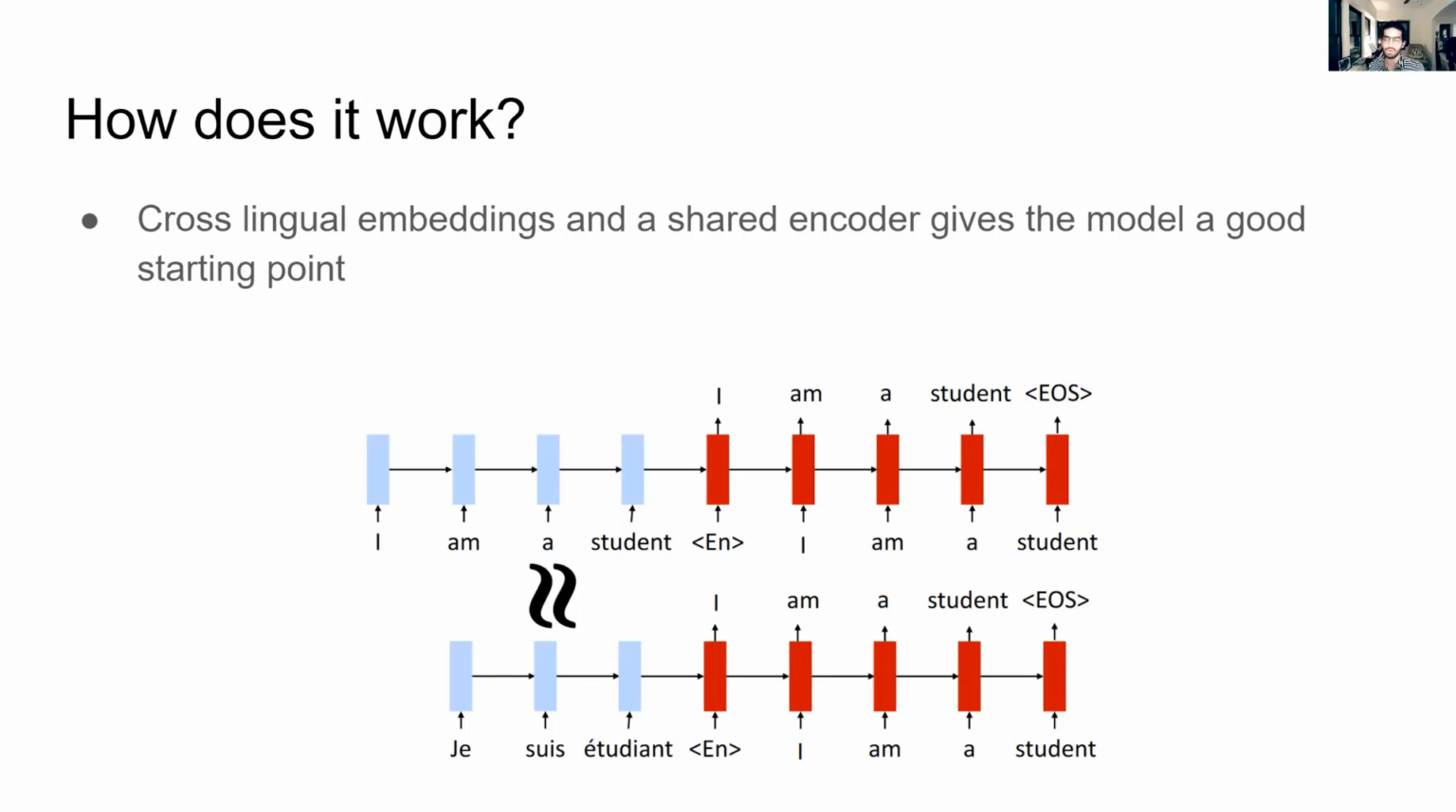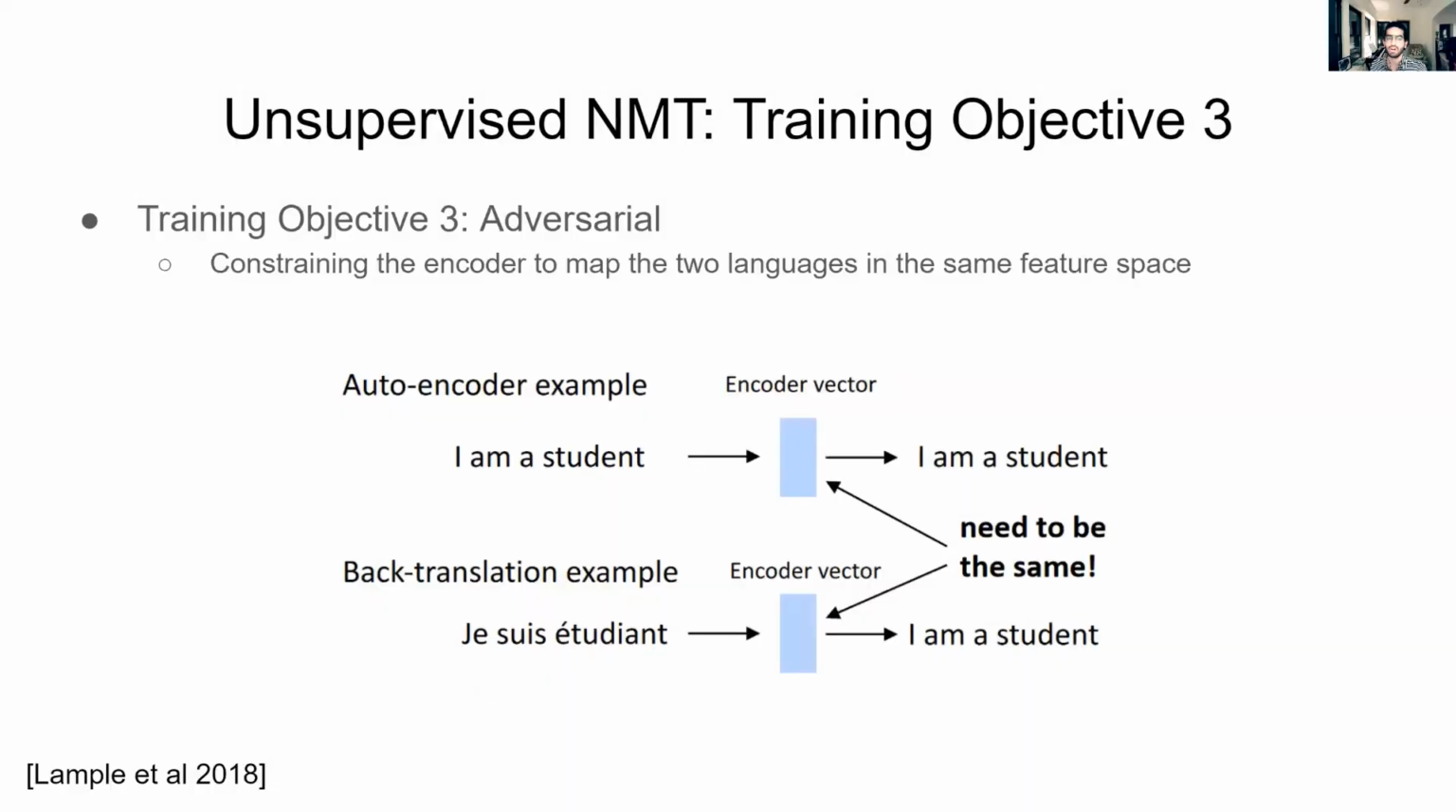And this paper goes one step ahead and tries to enforce that explicitly using a third objective, an adversarial objective. For example, you have this autoencoder example, you're trying to autoencode "I am a student". So you get some hidden vector for "I am a student". And you also have a back translation example. You translate it into English and then you want to translate it back. So you also have another hidden vector.